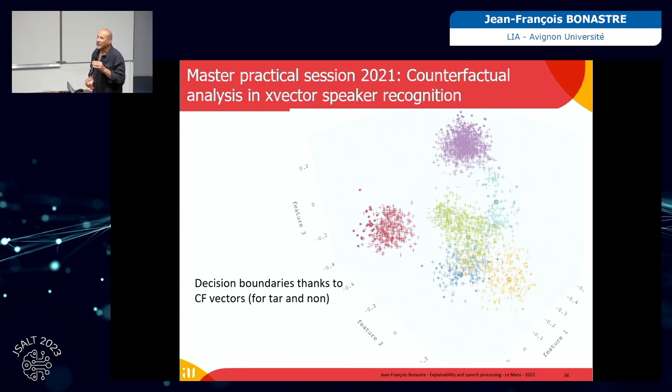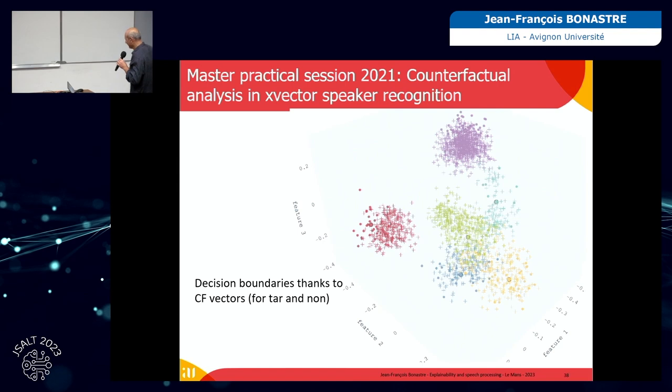Sorry, here it's only target trials. Oh, these are only target trials. Yeah, because as I said, it was difficult to go to a wrong decision, to a false acceptance. It was easier to go to a false reject than a false acceptance.